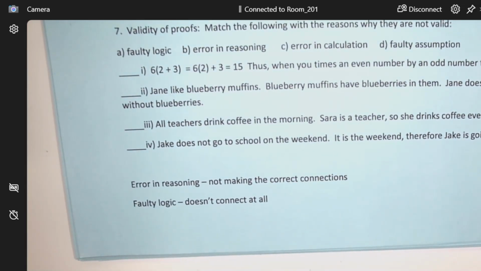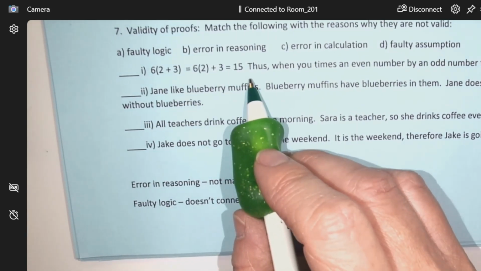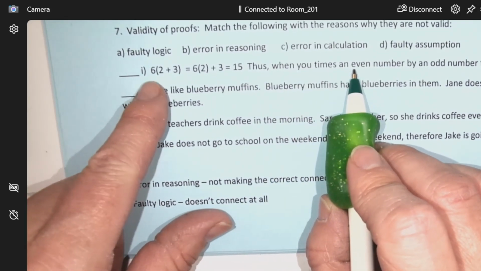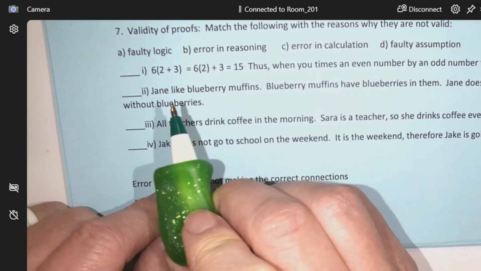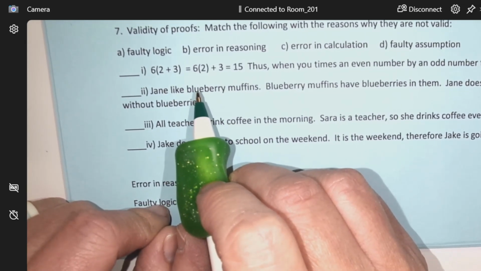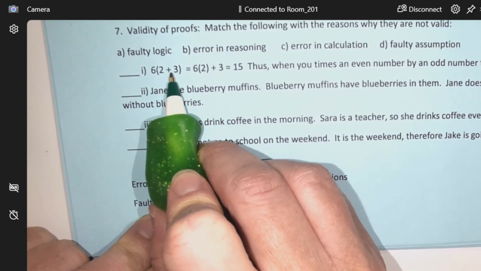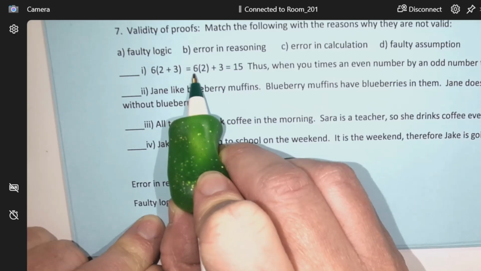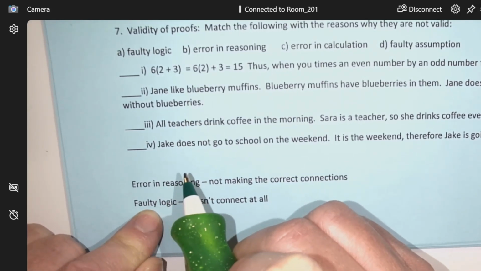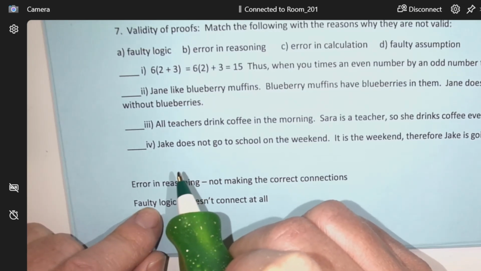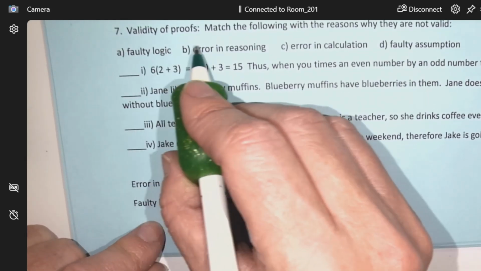Okay. Here's a statement. So they did a bunch of math, and then they said, thus, when you times an even number by an odd number, the product is odd. So you can see what they did here. They did 6 times 2 plus 3, and then they did 6 times 2 plus 3 equals 15. Is there a problem with what they were trying to prove? Did they make any errors? Yeah, which one did they do here?